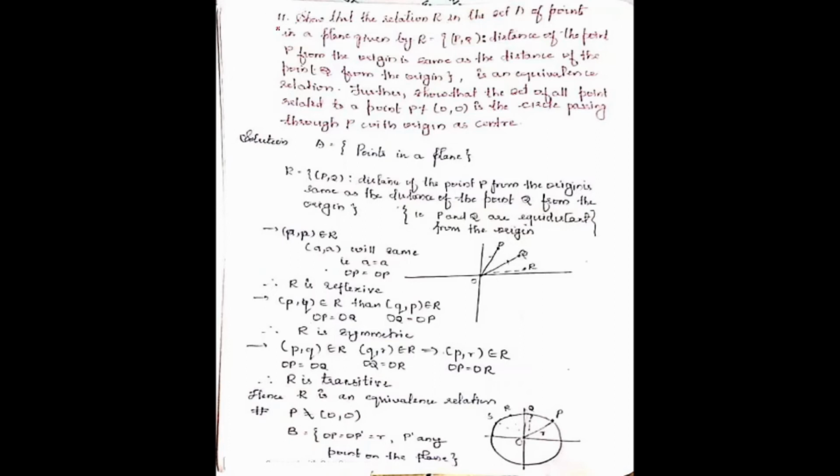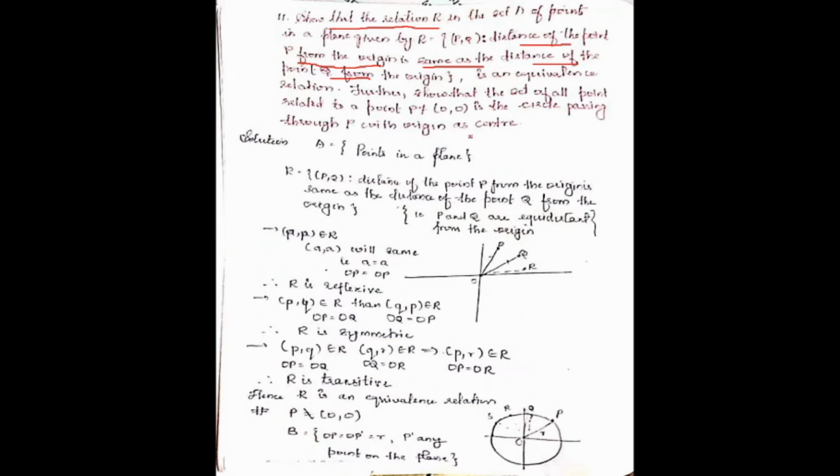So 11th question: show that the relation R in the set A of points in a plane, given by R equal to PQ such that the distance of the point P from the origin is the same as the distance of the point Q from the origin, is an equivalence relation. Further, show that the set of all points related to a point P not equal to 0 comma 0, that is the origin, is the circle passing through P with the origin as center. So this question has two parts.